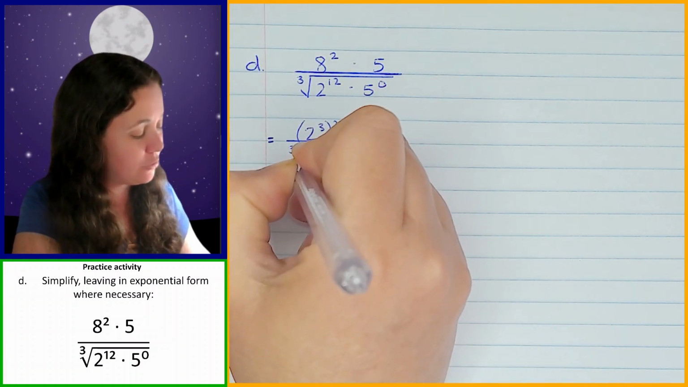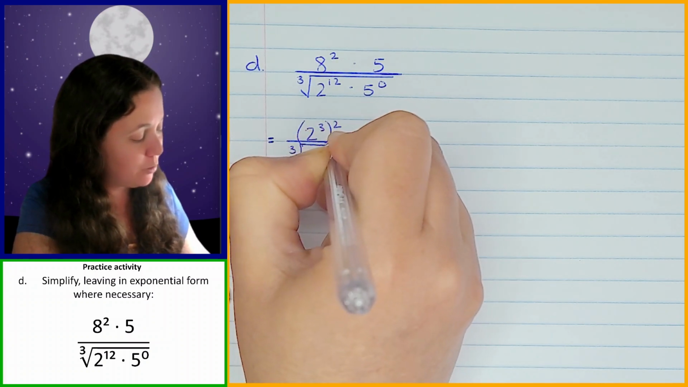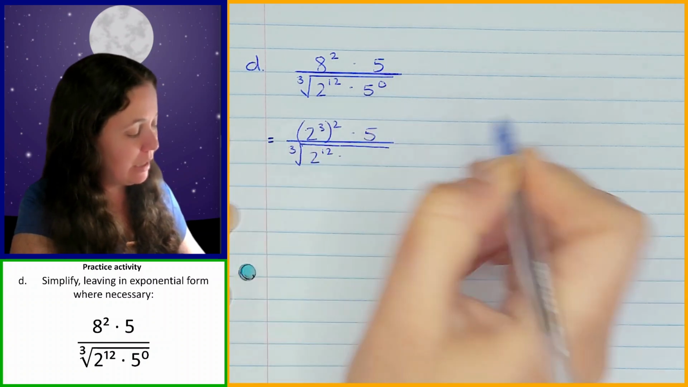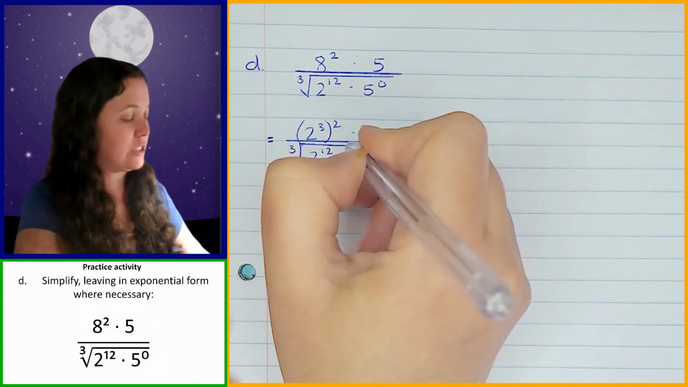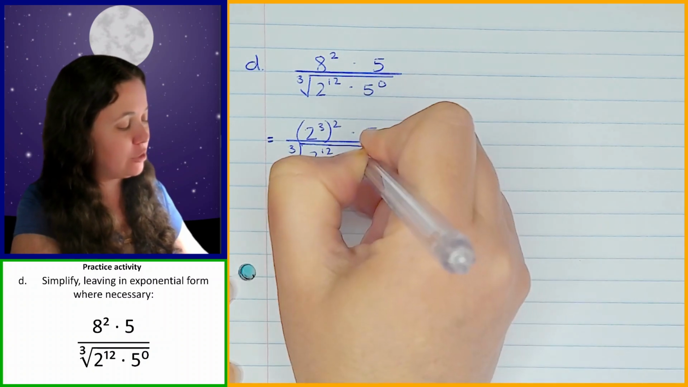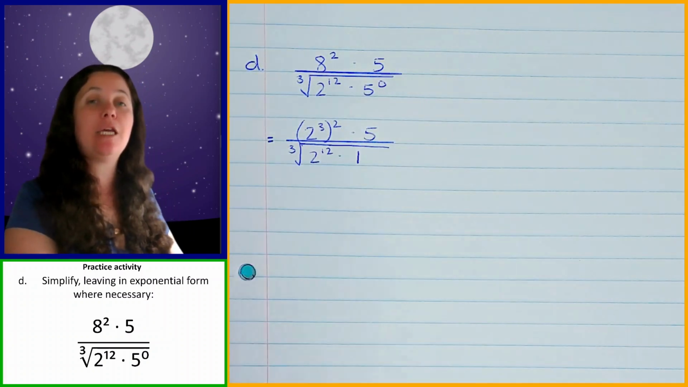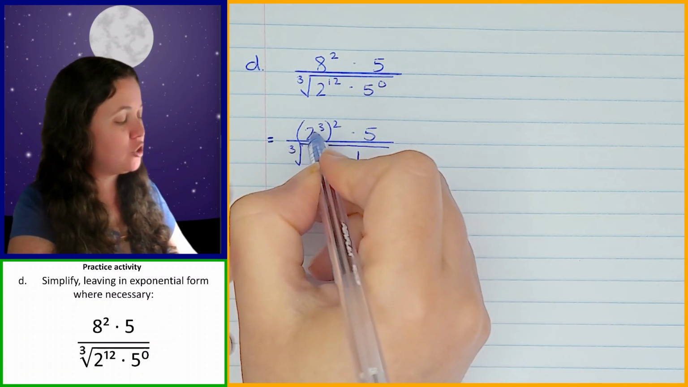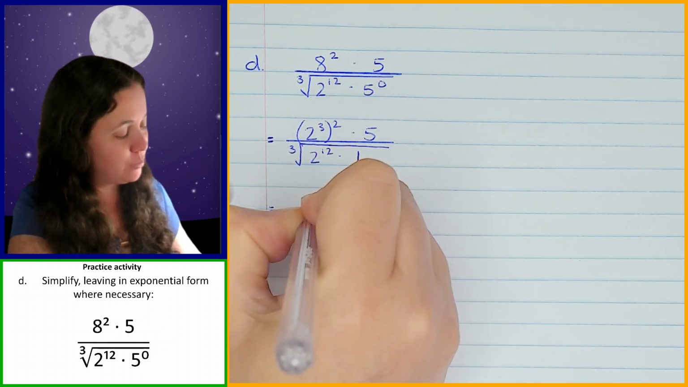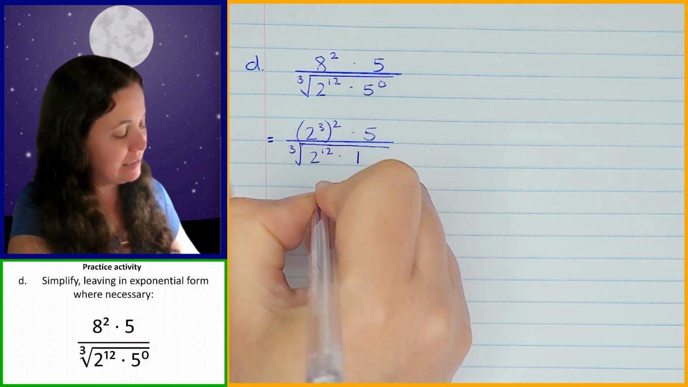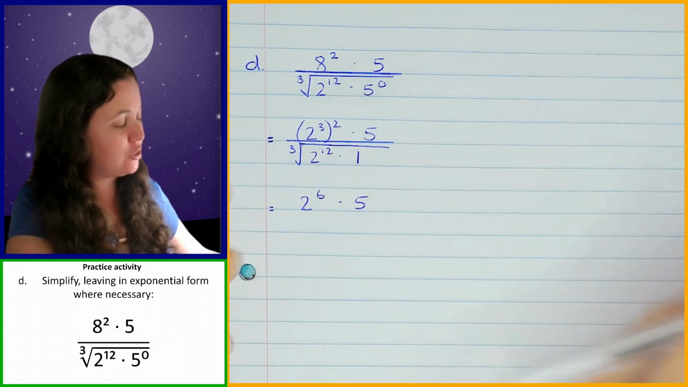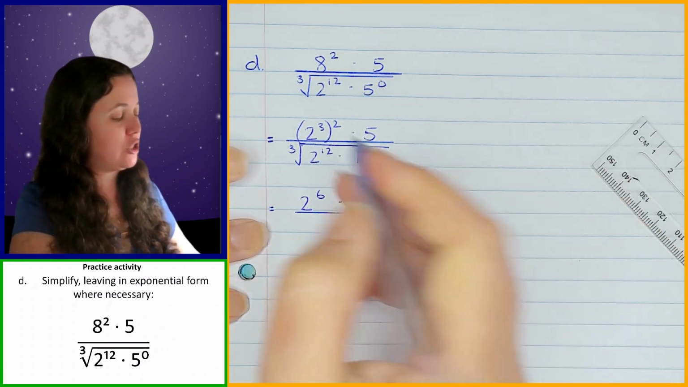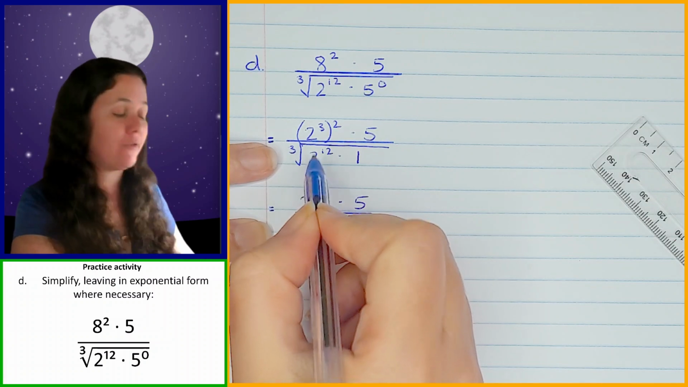Okay, so I'm going to keep this over here as the cube root of 2 to the power of 12, and that is going to be multiplied by 1, because 5 to the power of 0 is the same as 1. I'm changing that first, but you could have done it in the opposite order, okay? It doesn't really matter. So now I've got 2 cubed squared, and that gives me 2 to the power of 3 times 2, which is 6, multiplied by 5. So in my numerator, I've got 2 to the power of 6 times 5, over, in my denominator, I've got the cube root of 2 to the power of 12.